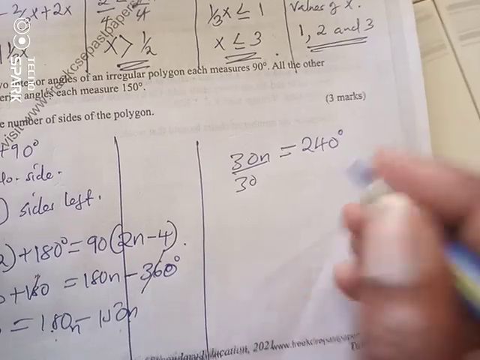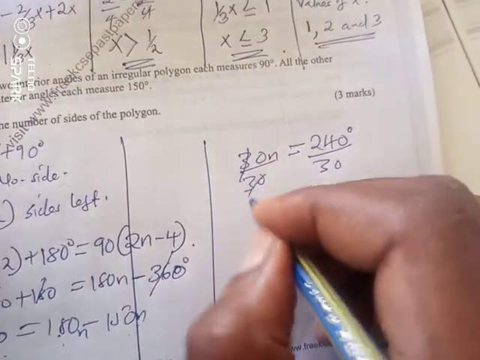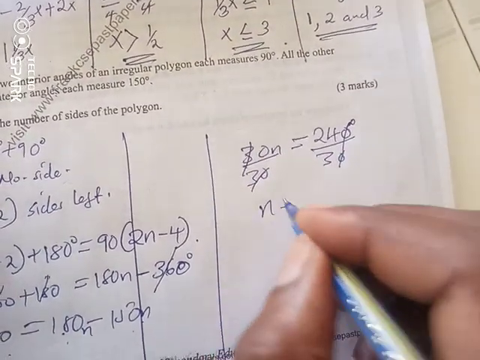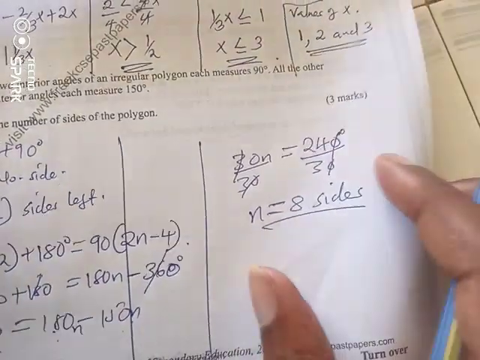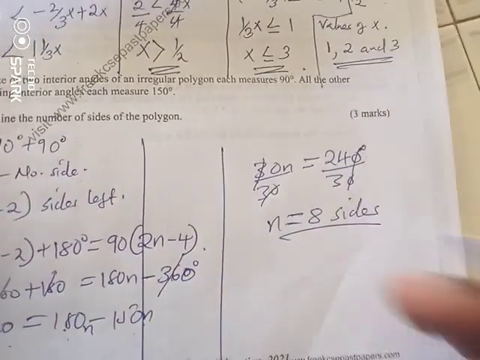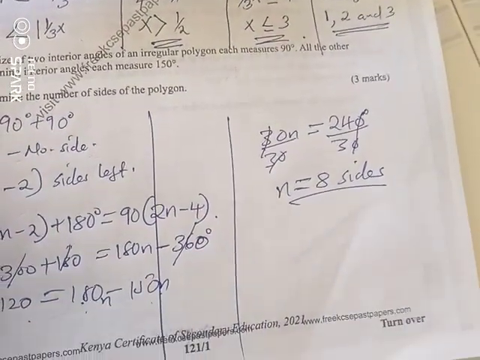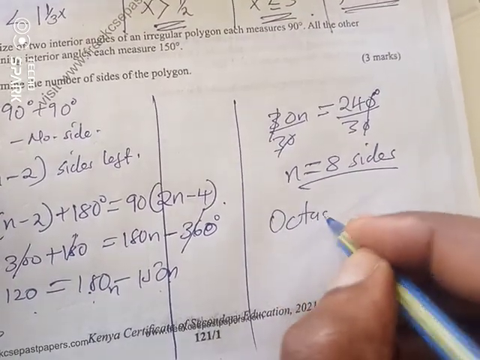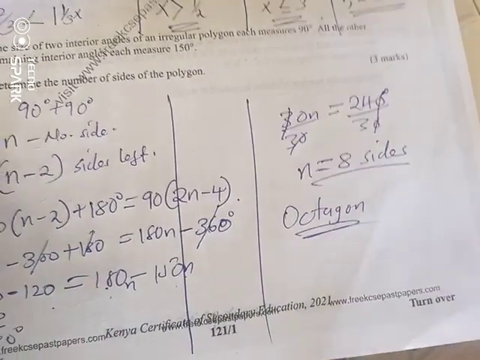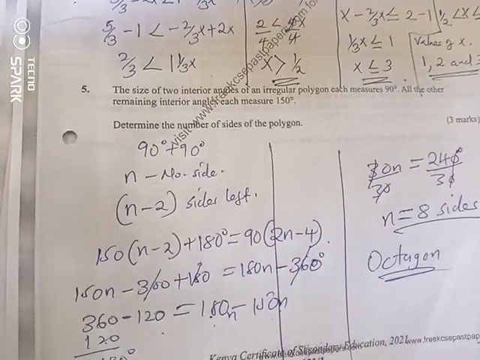Dividing by 30, we find n as 8 sides. So our polygon therefore had 8 sides. How do we call it? My learners, the ball is at your court. How do we call it? This is purely an octagon having 8 sides. Very easy to follow.